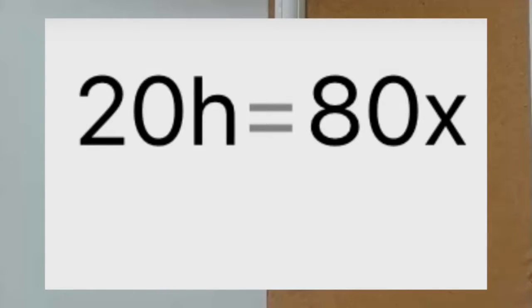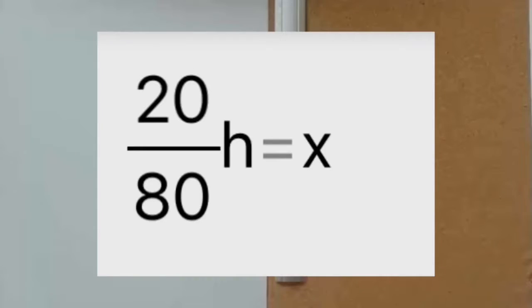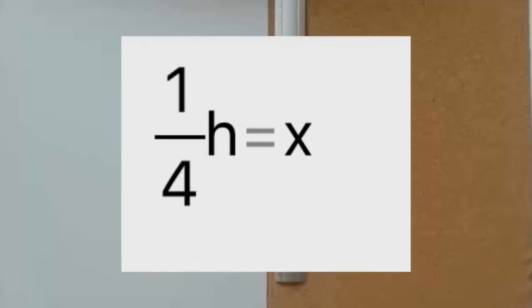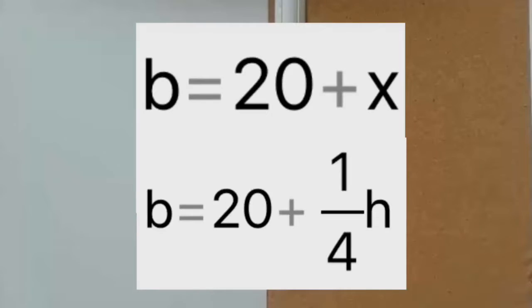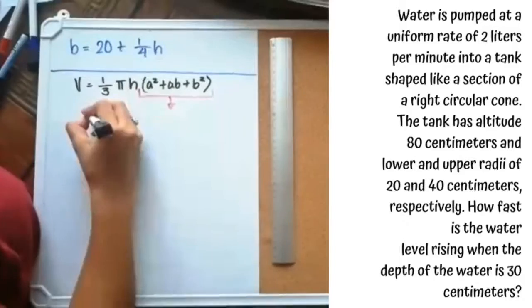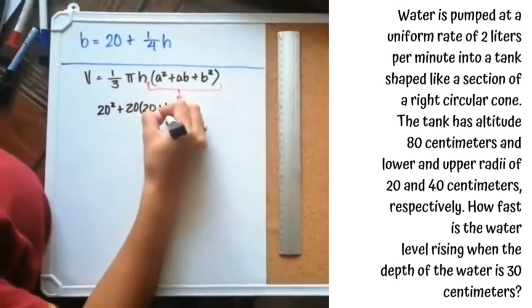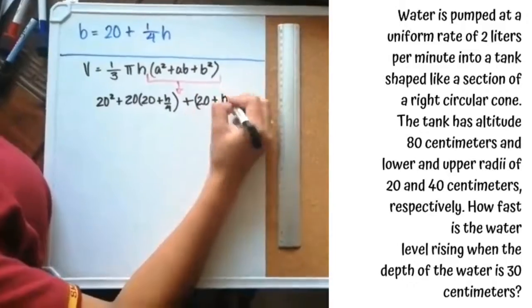You do the cross product and there's 20h equals 80x, and then you solve for x, and after that you just simplify, and you find x. Then you replace it in the formula for b. That's b equals 20 plus x, but you already found x, so you replace it in the formula. You would have 20 plus 1 over 4h. The procedure is a little bit long, but if you do it step by step, it's going to be easier.